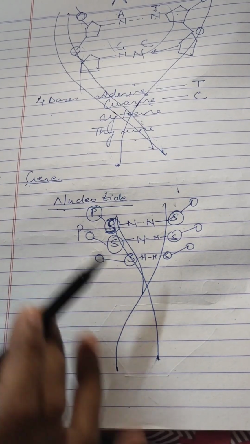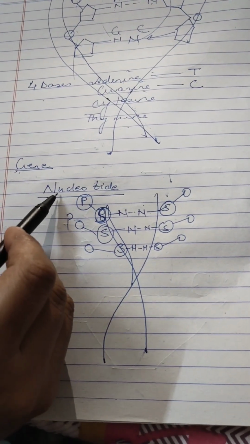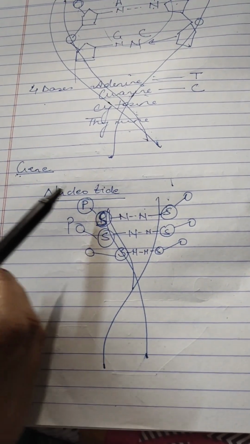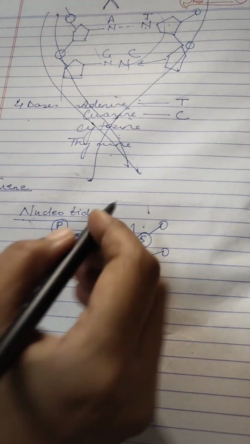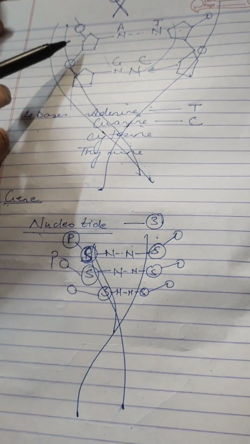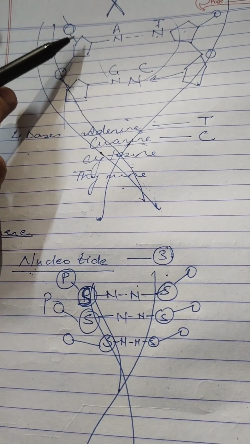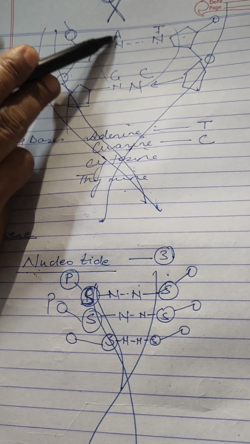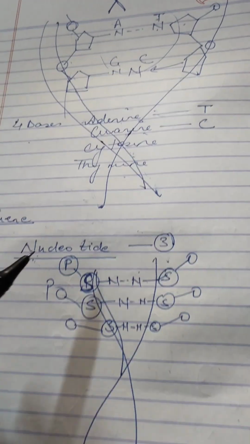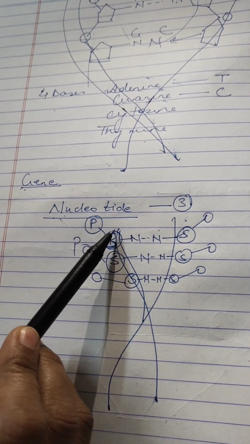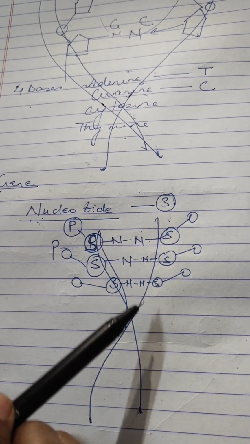Now I have discussed what is chromosome, what is chromatin, what is DNA, and now we come to what is gene. Here, DNA is made up of nucleotide. What is a nucleotide? A nucleotide consists of 3 components, which is already discussed earlier: a phosphate group, a pentose sugar, and nitrogenous base. This is one nucleotide. So the DNA consists of many units of nucleotide.